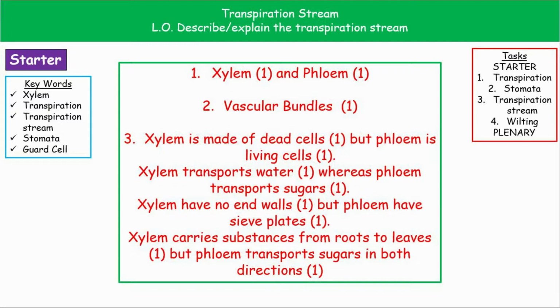Xylem is made of dead cells, give yourself a tick for that bit, but phloem is made of living cells. Get that one. Xylem transports water, 1 mark, whereas phloem transports sugars, 2nd mark. Xylem have no end walls, 1 mark, but phloem have sieve plates, 2nd mark. Xylem carries substances from the roots to the leaves, 1 mark, but phloem transports sugars in both directions, 1 mark.